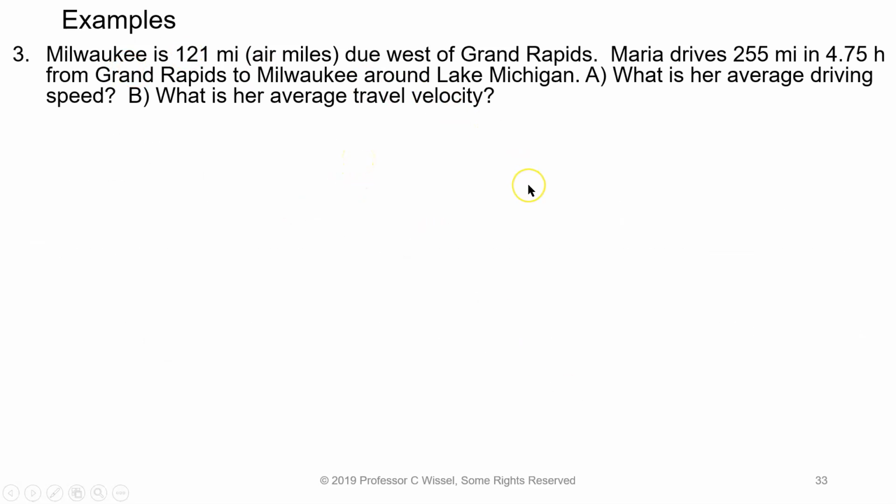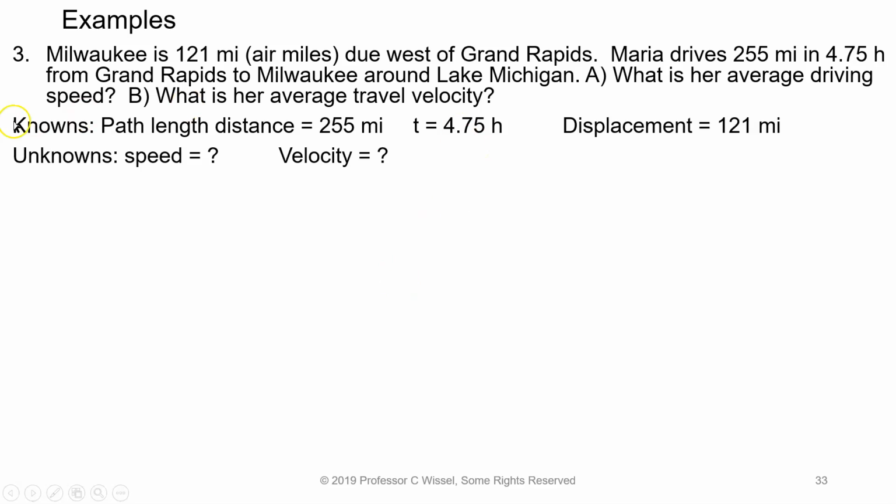Now, Milwaukee is 120 miles, air miles, due west of Grand Rapids, so this is a vector. Maria drives 255 miles in 4.75 hours from Grand Rapids to Milwaukee around Lake Michigan because she can't swim. What is her average driving speed and what's her average travel velocity? Now, of course, the speed is going to be different than the velocity here. Why? Well, notice that this is a displacement. This is a distance. The speed is the distance divided by the time. The velocity is the displacement divided by the time. The velocity will be less than or equal to the average speed.